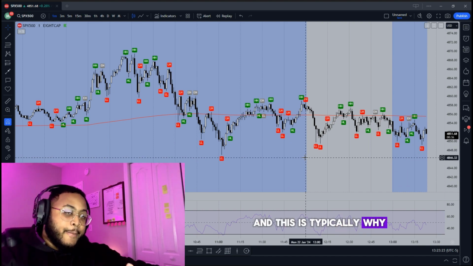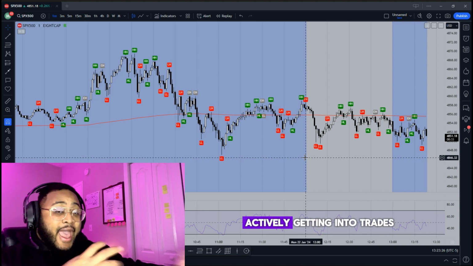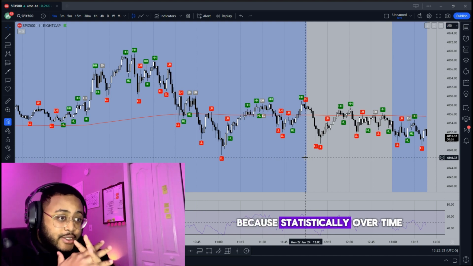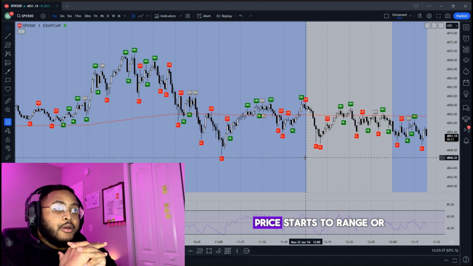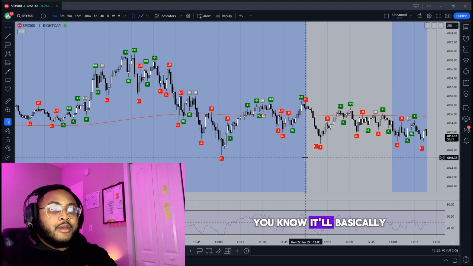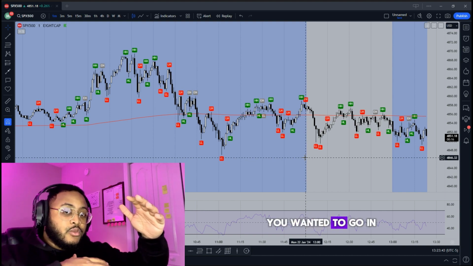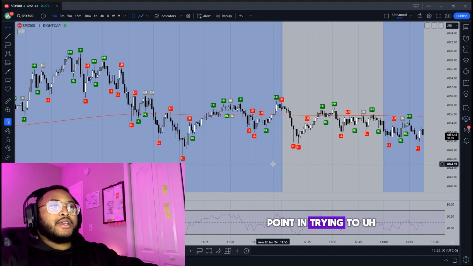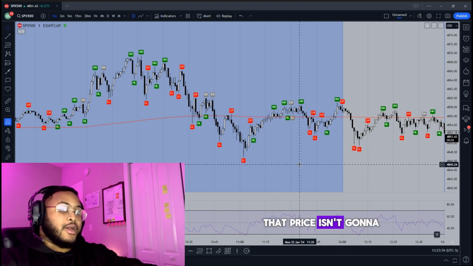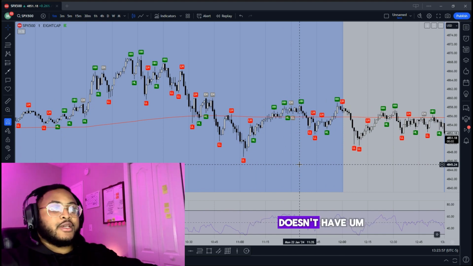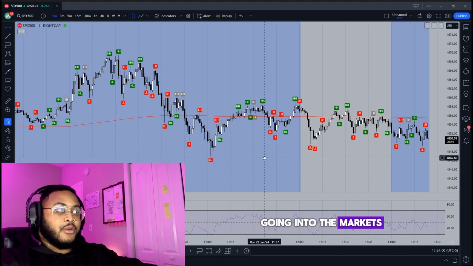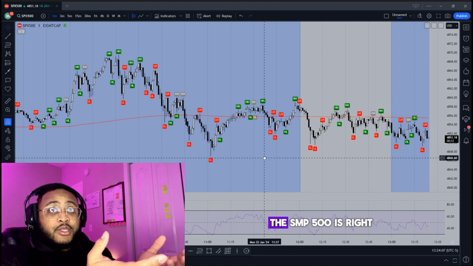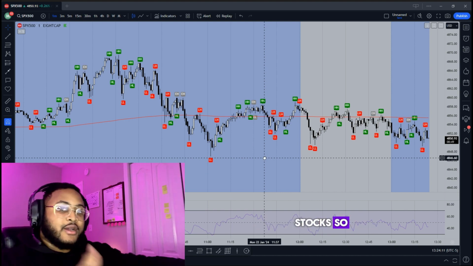And this is typically why I don't like actively getting into trades around 11 to 12 p.m. because statistically over time, price starts to range, or it'll basically move a little bit in the direction that you wanted to go in, and then it'll just range after that. So I don't see a point in trying to risk my money knowing that price isn't going to move, or historically speaking, it doesn't have a lot of liquidity going into the markets around lunchtime going into the PM session of the stock market, because that's what the S&P 500 is, right? It's a culmination of stocks.